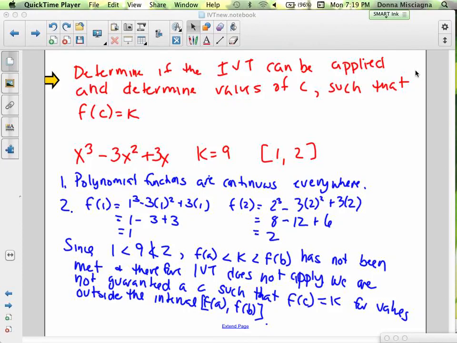In this podcast, we're going to determine if the intermediate value theorem can be applied and determine the values of c such that f of c equals k. So here's our function, x cubed minus 3x squared plus 3x. K is 9 and our interval is between 1 and 2.